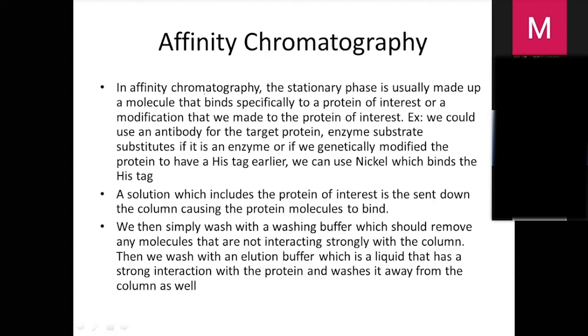Let me try affinity chromatography, which is the first form, and let's see if you can understand it better. If not, I'll try and explain it a little bit further before we move on to the other forms, okay? So affinity chromatography, as the name suggests, is based on the affinity of a protein to the wall or the stationary phase. In affinity chromatography, the stationary phase is usually made up of a molecule that binds very specifically to a protein of interest, or a modification that we made to the protein of interest.